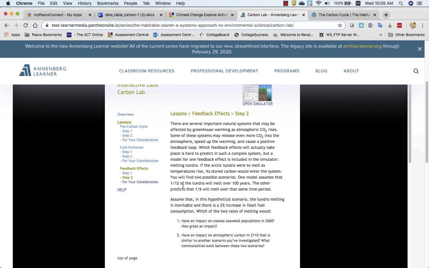One model assumes that 1/12 of the tundra will melt over 100 years, and it's due to increased temperatures. The other predicts that 1/6 will melt over the same time period. Assume that in this hypothetical scenario, the tundra melting is inevitable and there's a 2% increase in fossil fuel consumption. Which of the 2 melting rates would have an impact on coastal seaweed populations in 2060? How great an impact? Okay, so essentially we have to change a different value.